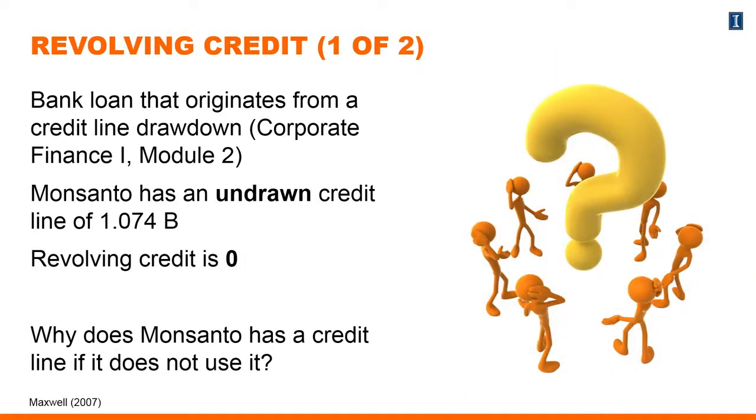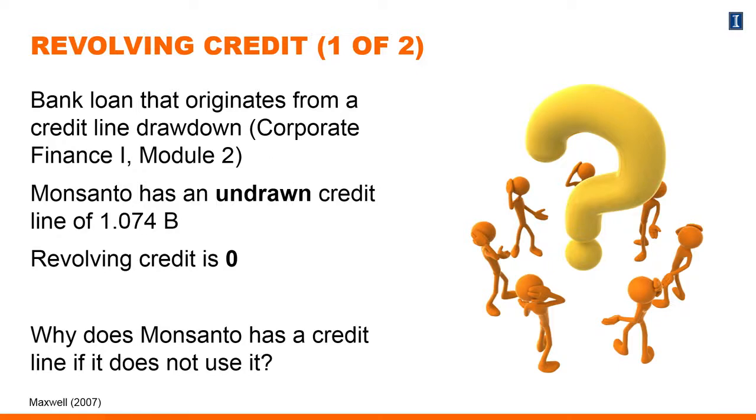Then in the Monsanto data, we have revolving credit, and we talked about this in Corporate Finance 1 already. Revolving credit comes from a credit line. It's a bank loan that originates from a credit line drawdown. That data shows us that Monsanto has an undrawn credit line of $1.074 billion, but the revolving credit is actually 0. And here's the question I want you to think about.